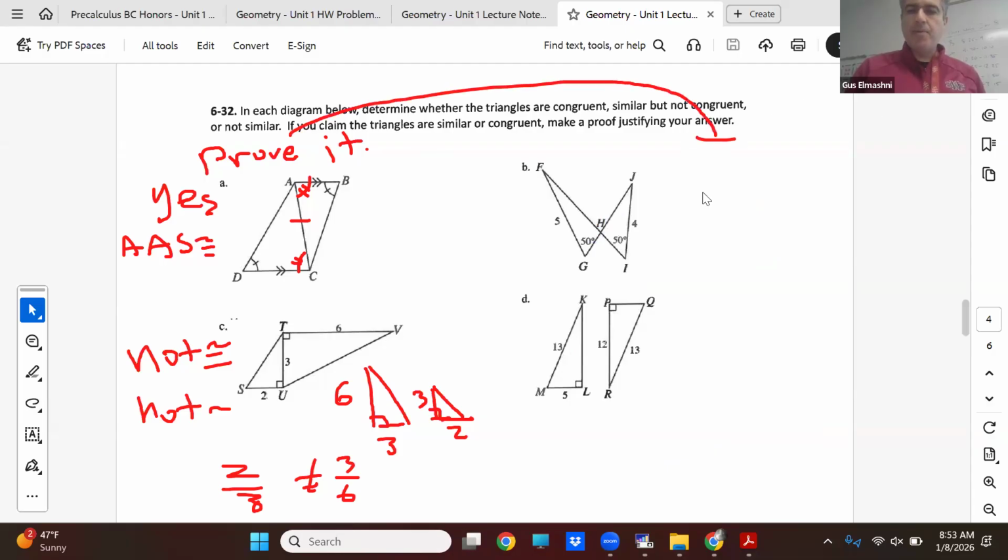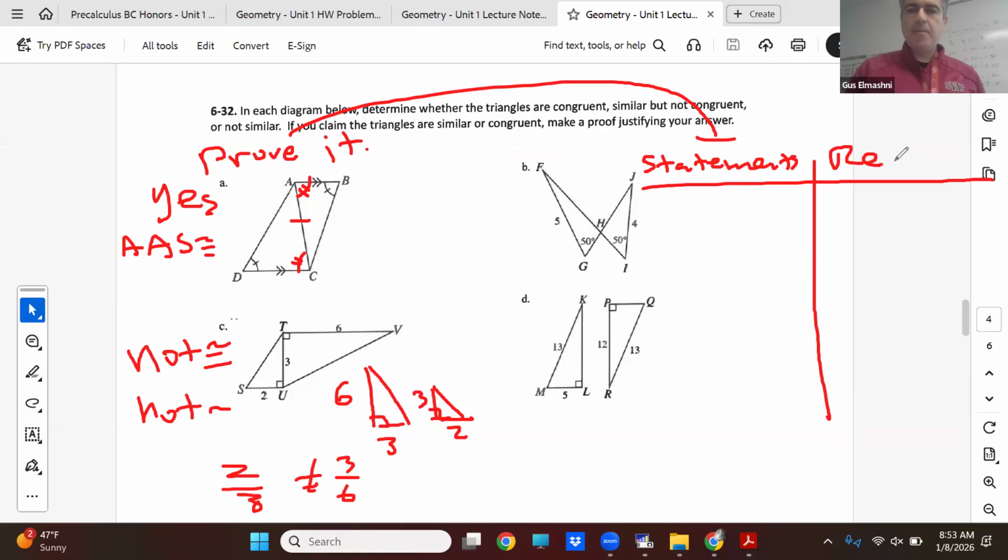Okay, so when you make a proof, you do 2 columns. You do statements and reasons. So we're trying to prove the triangles are congruent. First of all, what information was provided in the diagram that was helpful? Well, we're told that AB is parallel to what? Good. AB is parallel to DC. Awesome. So that's given. Is anything else given to us?